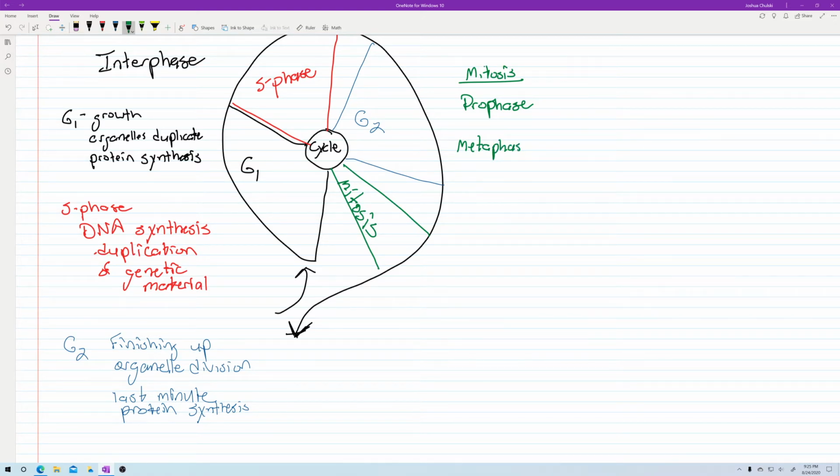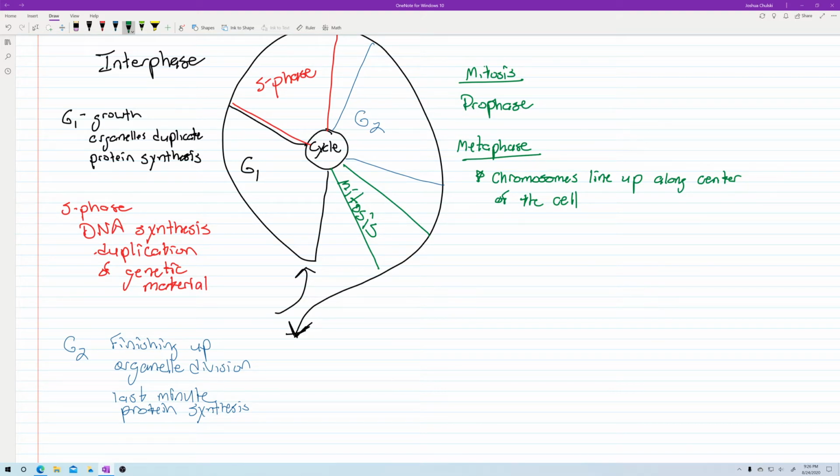Metaphase. Okay, and I'm going to star this. The chromosomes line up along the center of the cell. Okay, that's what happens in metaphase.